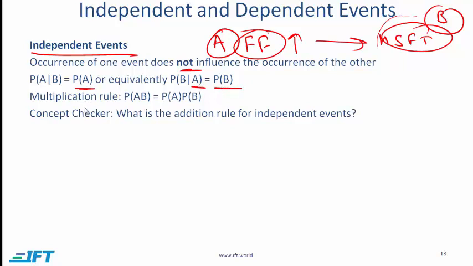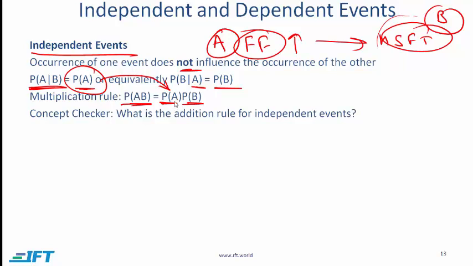What happens to the multiplication rule when we have independent events? Probability of AB, the joint probability, is simply equal to probability of A times the probability of B. And you can remember from before that in the formula that you saw earlier, we were using probability A given B. Since probability of A given B is simply probability of A when the events are independent, that's what we plug in here.